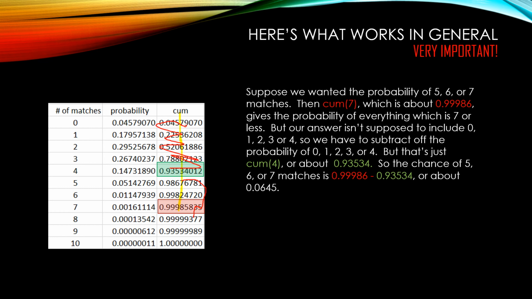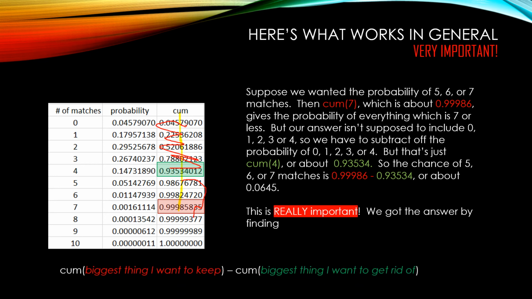I want you to notice what we did though. We took the biggest number that we wanted to keep, 7 successes, and we subtracted off not the smallest number we wanted to keep, but instead the biggest number that we wanted to get rid of. Biggest thing I wanted to keep, 7. Biggest thing I wanted to get rid of: I wanted to keep 5, but I didn't want to keep 4 successes, and so that's what I subtracted. This is absolutely huge, and this is the mistake that almost every student makes when you test them on this stuff. So keep it in mind. This rule is a big and important one. Okay?